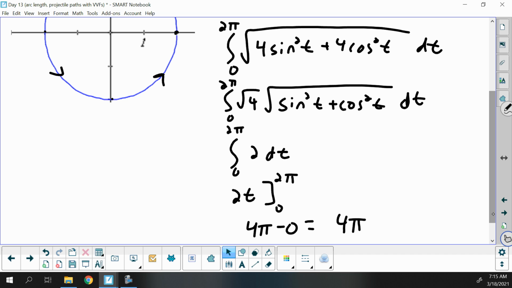Now let's think about why this makes sense. Our graph was actually a circle. It had a radius of 2. And the length is the same as saying the circumference. Circumference is 2 pi r. 2 pi times 2 gives us 4 pi. So it seems like our formula does work. It gives us what we think we should get.